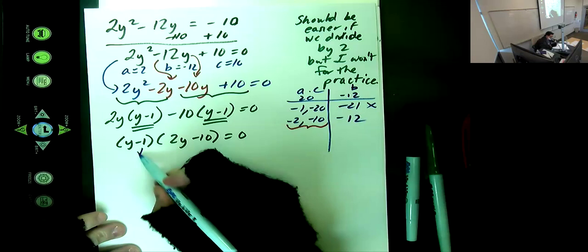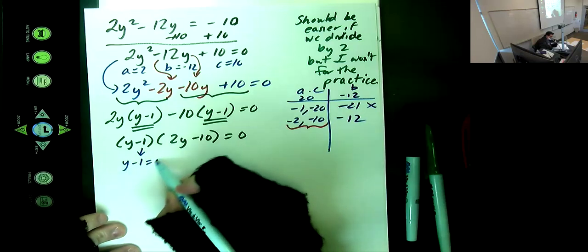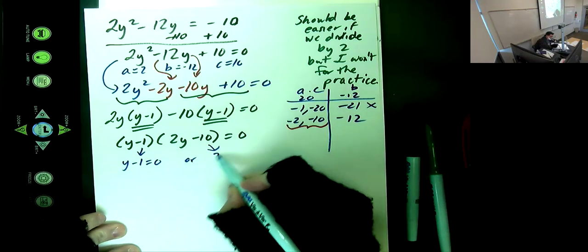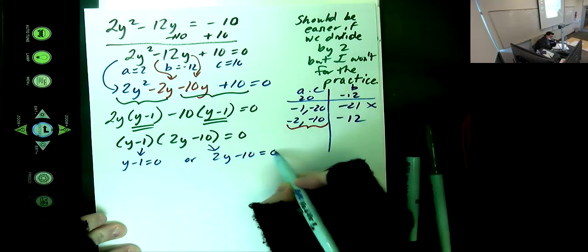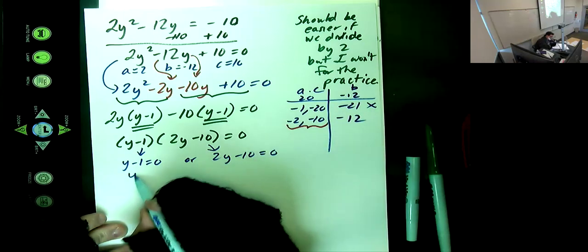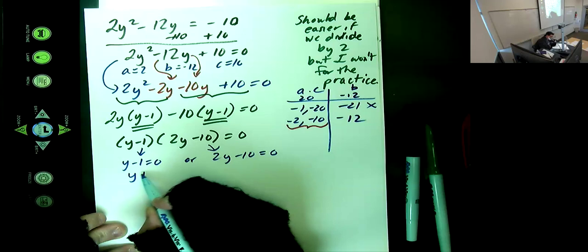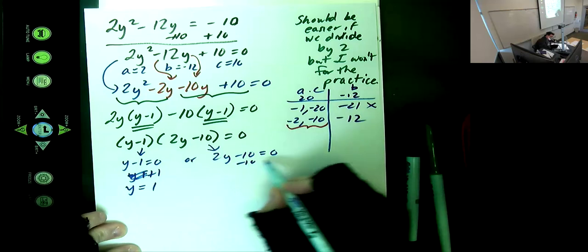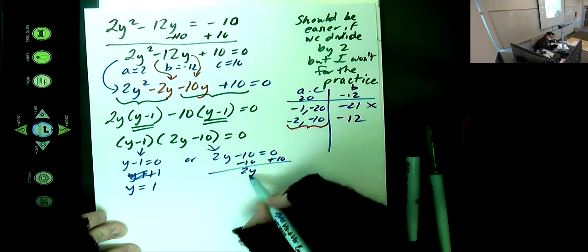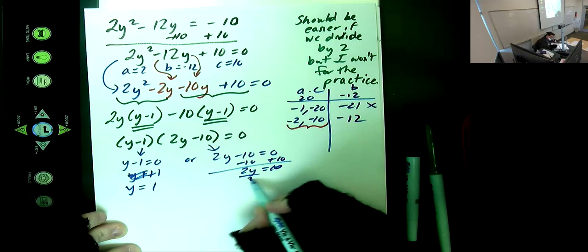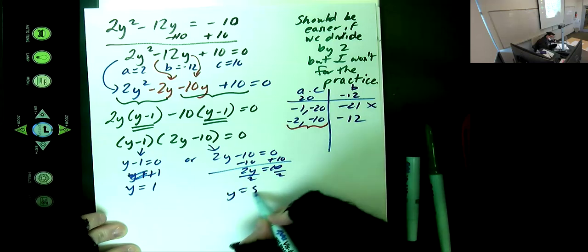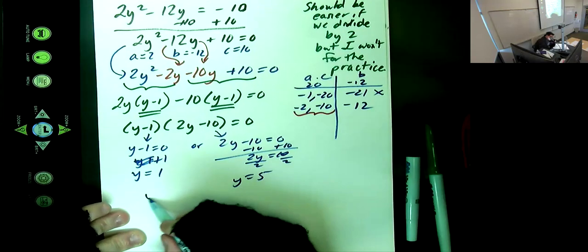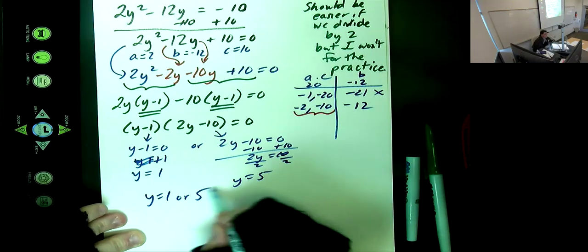So now we set each one of these equal to 0. And we solve, we get y equals... Add 1 to both sides, we get y equals 1. We'll add 10 and divide by 2, and we get y equals 5. So y equals 1 or 5.